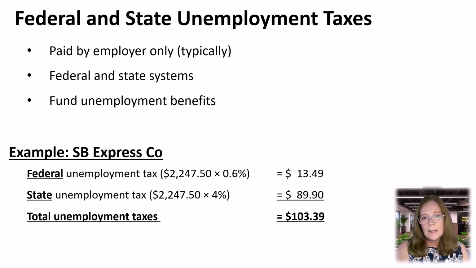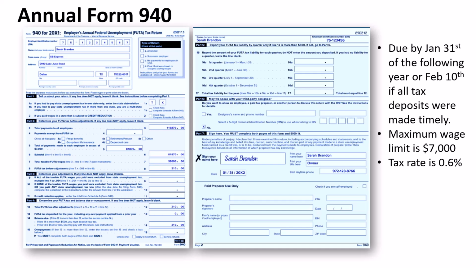Now, in most states, the due date for the state unemployment tax return is due quarterly. Federal unemployment taxes are paid quarterly, but the tax return is filed annually with Form 940. This is the annual Form 940, the employer's annual federal unemployment tax return. The return is due by January 31st of the following year, but the due date is extended to February 10th if all tax deposits were made on time. Let me walk you through the process of how to complete this form step by step.